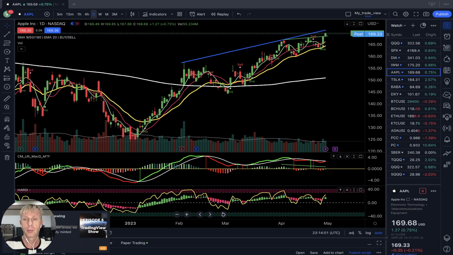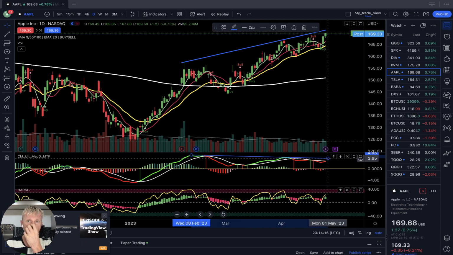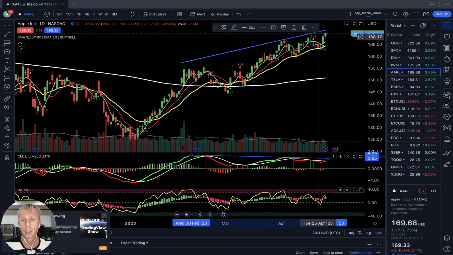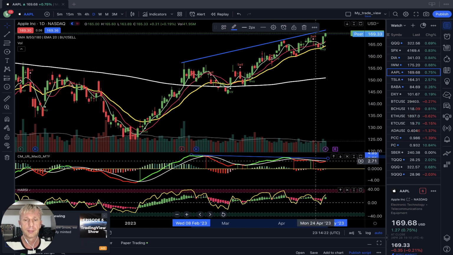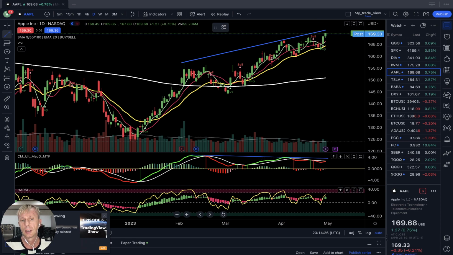Nothing changed on Apple, right? Green day, 0.75% up. Let's see. Price action is uptrend. Nothing changed on the MACD. MACD is still red. Bearish divergences, multiple, triple, quadruple, right? Triple bearish divergences on all indicators. Apple wants to have correction.